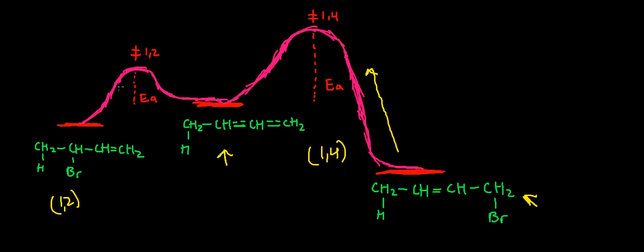So at lower temperatures, this is the dominant product. At higher temperatures, this is the dominant product. And this is because this reacts more quickly, but this is more thermodynamically stable.